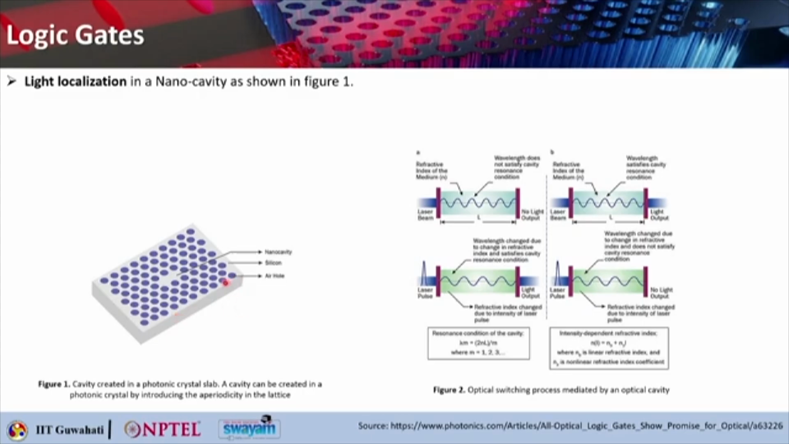Here you can see these blue dots are basically air holes. So it is basically a triangular array of air holes in a silicon substrate, and then here one hole is missing, and that is a point defect, and that forms a cavity. Now that cavity can help you achieve light localization in this particular cavity, right? And using this structure you can also realize logic gates.